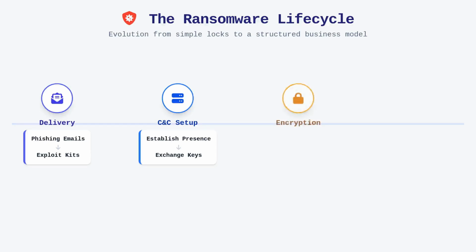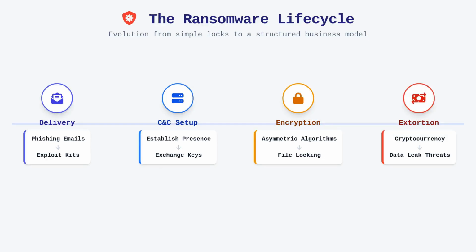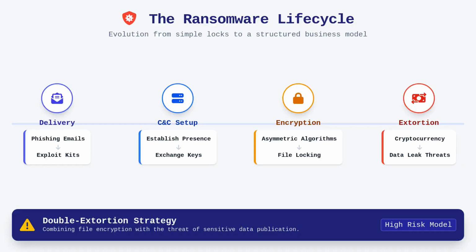During the encryption phase, the software methodically locks user files using robust, often asymmetric, encryption algorithms that make retrieval impossible without the specific private key held by the attacker. The final extortion phase adds psychological pressure, often threatening to publish stolen sensitive data unless the victim pays a ransom in cryptocurrency, effectively turning the attack into a double extortion scheme.